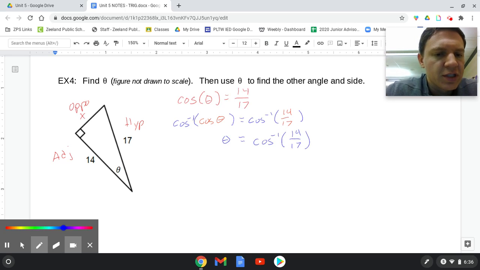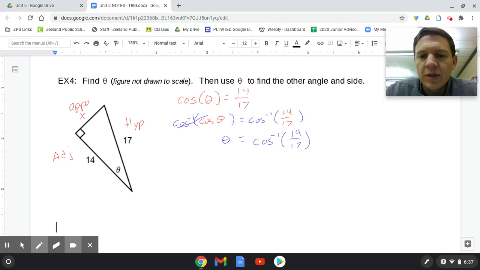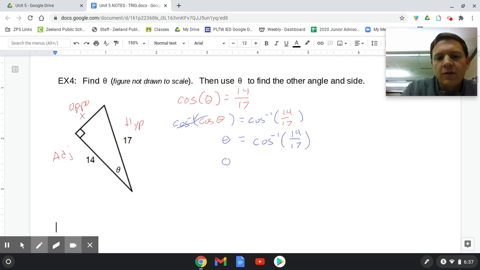All right, so I have the adjacent side. I have the hypotenuse. The trig function that relates the adjacent and hypotenuse is cosine. So cosine of theta equals 14 over 17. So CAH, C-A-H, adjacent over hypotenuse. And to figure out theta, I just have to inverse both sides. They cancel. Then I'm left with theta equals inverse cosine of 14 over 17. If you punch that in the calculator, you're going to get theta equals 34.56 degrees. I'll do 2 decimals this time.